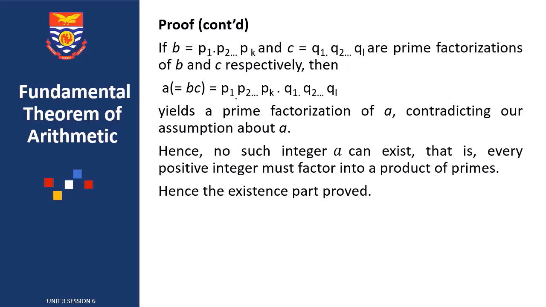So, continuation of the proof. If B equals P1 up to Pk, and C equals Q1 up to Ql, are prime factorizations, then what can we say? When A, which is BC, is the product, you are multiplying them together. So when you take the product from here to here, this is a prime factorization of A, and that contradicts A. So hence no such integer A can exist. We therefore prove the existence part.